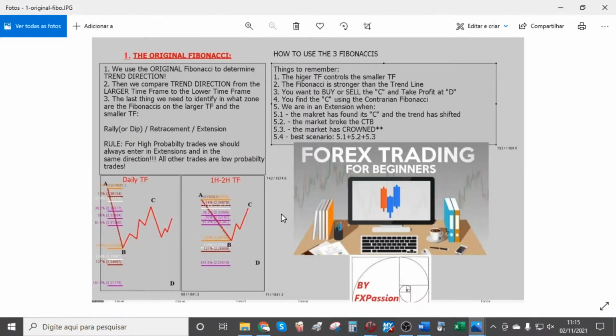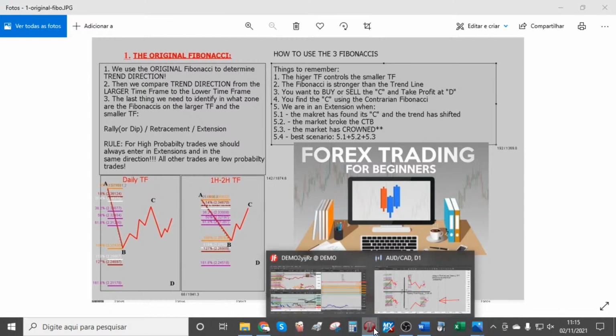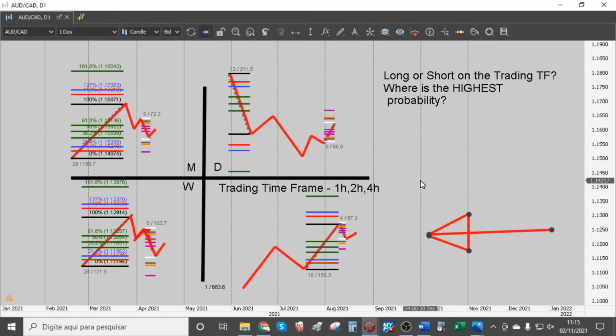So, the original Fibonacci, number one, we use the original Fibonacci to determine trend direction. Then we compare trend direction from the larger time frame to the lower time frame. And the last thing we need to identify is in what zone the Fibonaccis are on the larger time frame and the smaller time frame. So this is not that difficult, right?